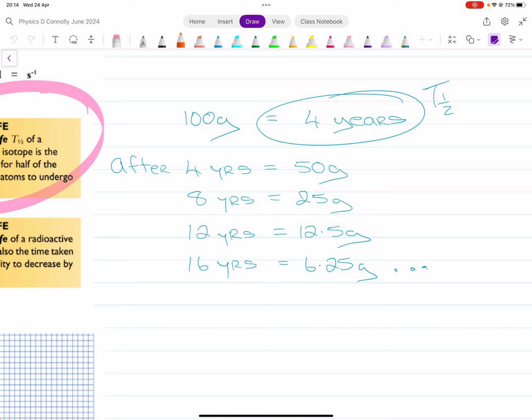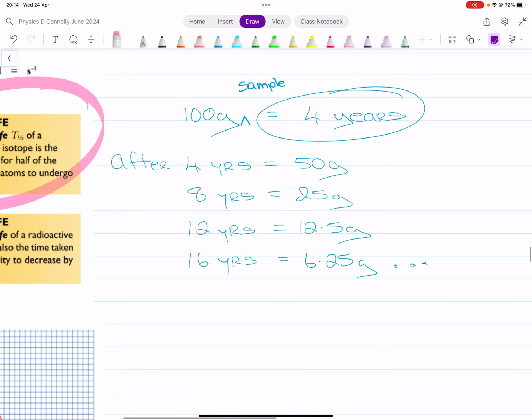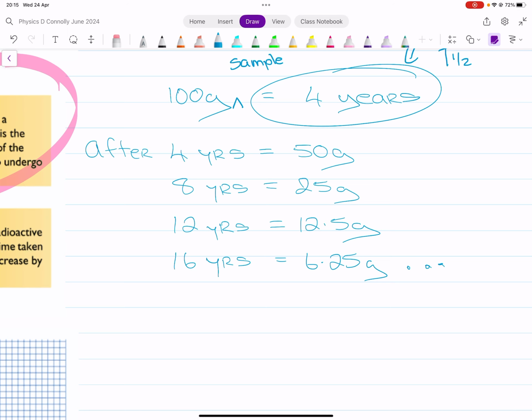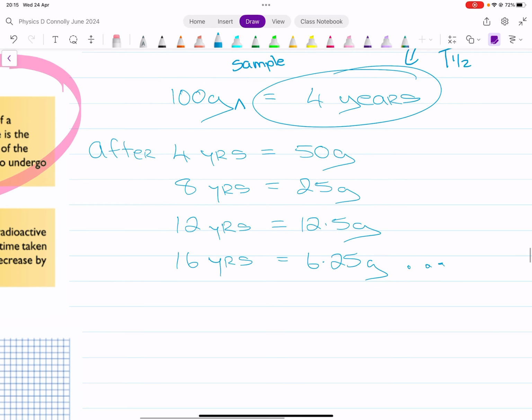So if we have a 100 gram sample of some radioactive material, and the half-life of that sample, so I have T a half, the half-life of that sample is 4 years. That means in 4 years, half of the sample will have decayed, or it will take 4 years for the size of the sample to halve. So it starts at 100 grams, so after 4 years, we're down to 50 grams.